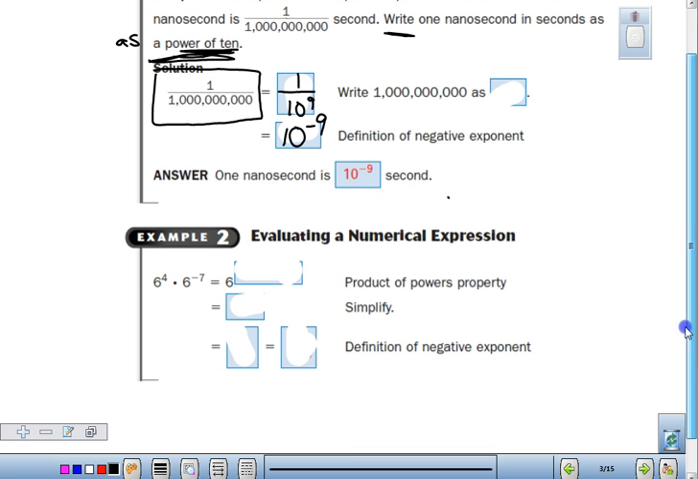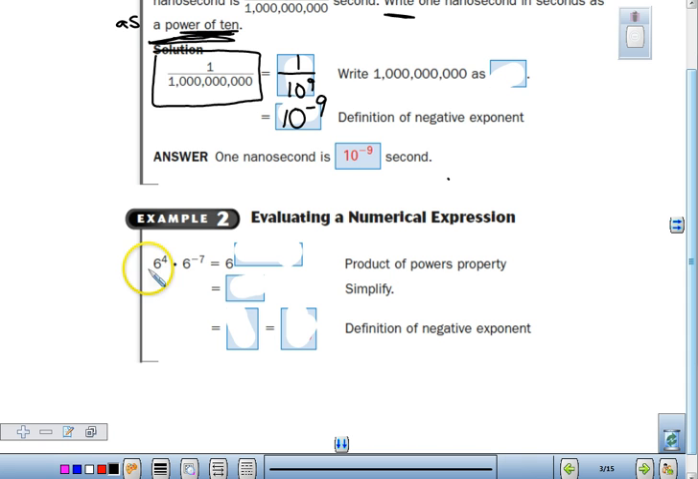Here we're going to use our rules from yesterday that we worked with in 4-6. 6 to the 4th times 6 to the negative 7. What did our rules say when we multiply? We add the exponents. So we have 4 plus a negative 7. 4 plus negative 7 is going to give us 6 to the negative 3. As you're writing this down, I want you to have this work. Make sure you can tell those are exponents.